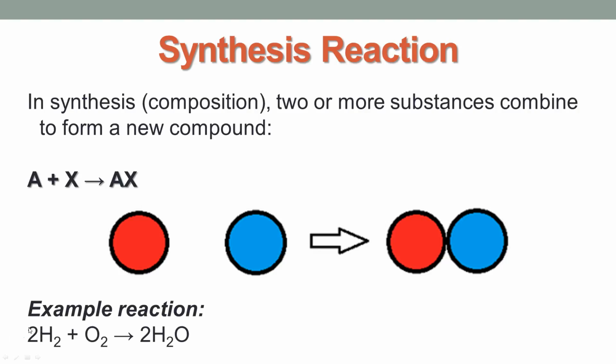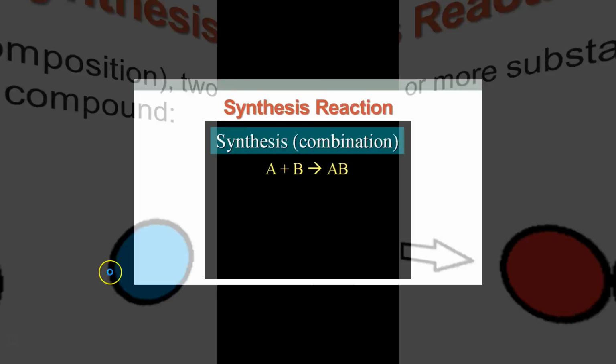I'm combining them. An example of this would be when you burn hydrogen and oxygen together. Hydrogen plus oxygen is going to combine, synthesize, into making water. So that's the synthesis. Hydrogen plus oxygen makes a compound with both of those together.